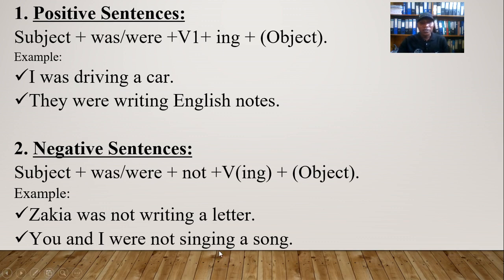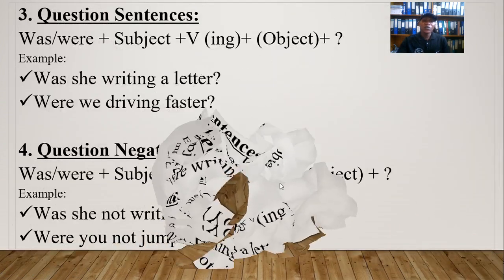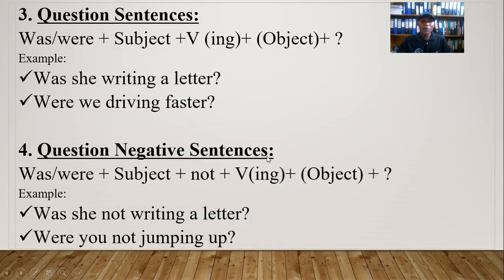Hatukuwa tukiimba wimbo. Wewe na mimi hatukuwa tukiimba wimbo. You and I were not singing a song. We were not singing a song. Got it? Yes. Good. Let's move on. Now, that was the positive and negative form of a sentence. Now, let's see the question form of a sentence.